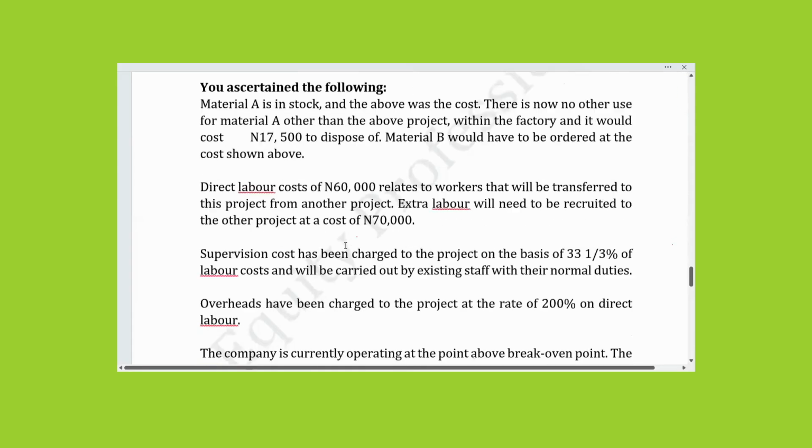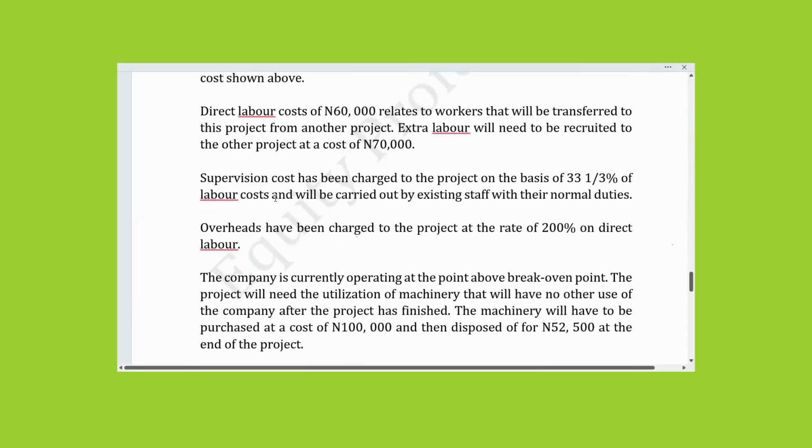But you are told further that the job will be carried out by assisting staff with their normal duty. If there's no additional cost that will be incurred, that means supervision cost is irrelevant. That 20,000 naira is irrelevant because the job will be carried out by the assisting staff. No additional cost will be incurred. So we ignore. Move to the next one.